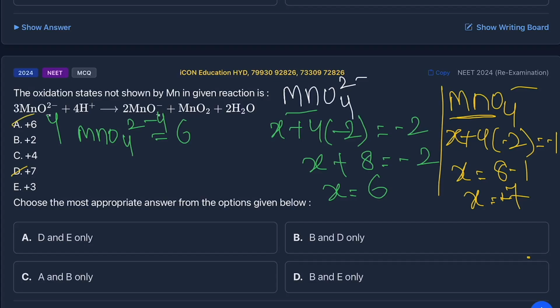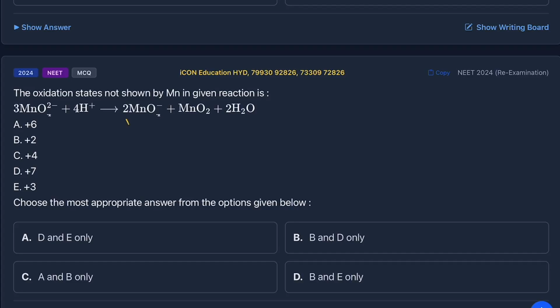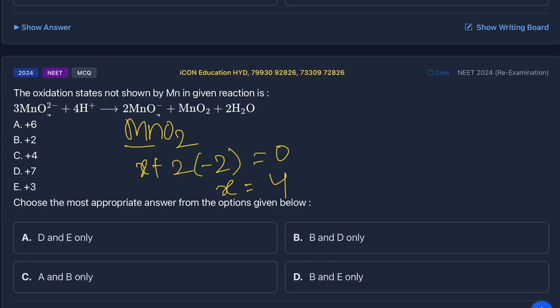Next, we have to find the oxidation state of MnO2. In MnO2, manganese is X, plus 2 into minus 2 equals 0. So X equals how much? 4.